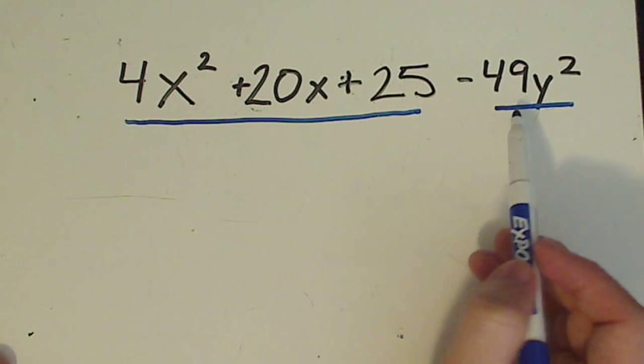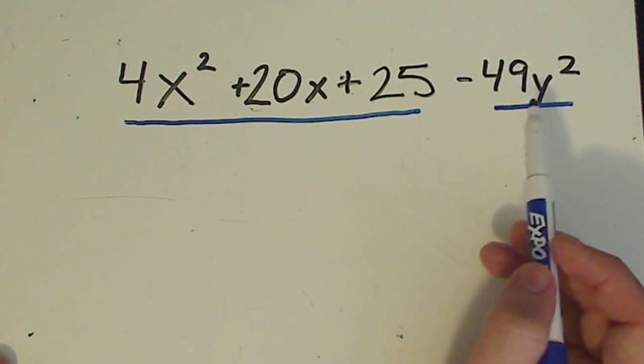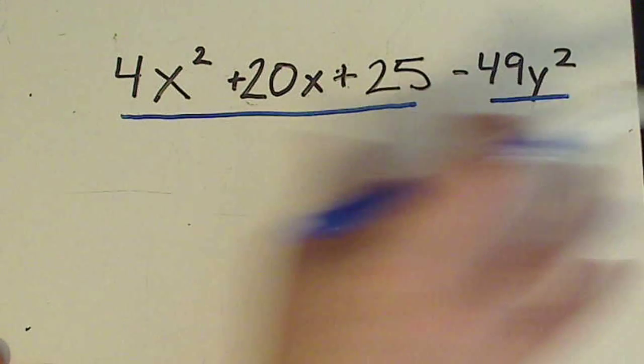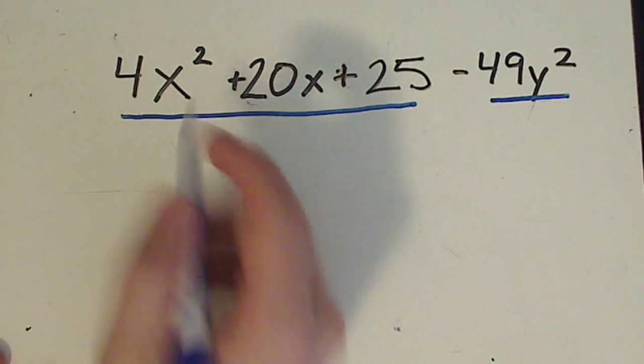This is a square, right? 7y times 7y is going to give you that 49y squared. So you have a square and another square, so it is a difference of squares.